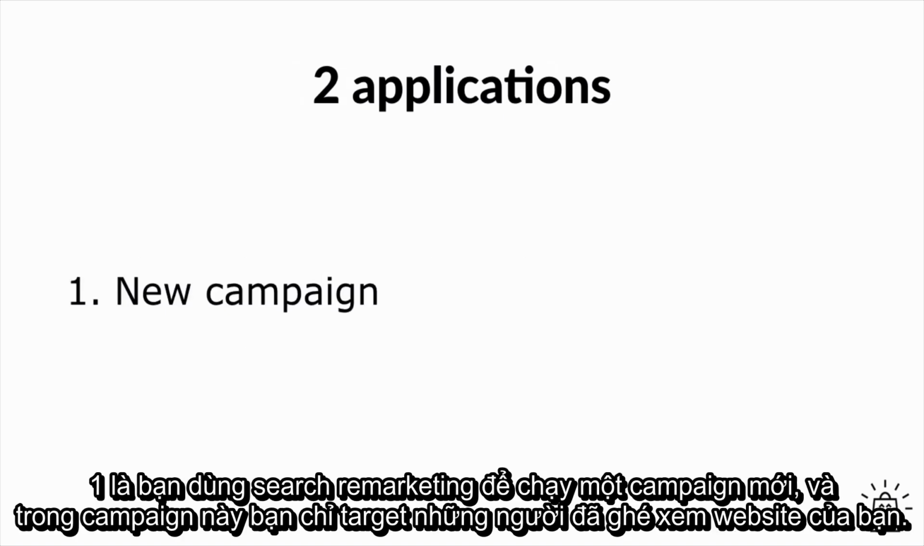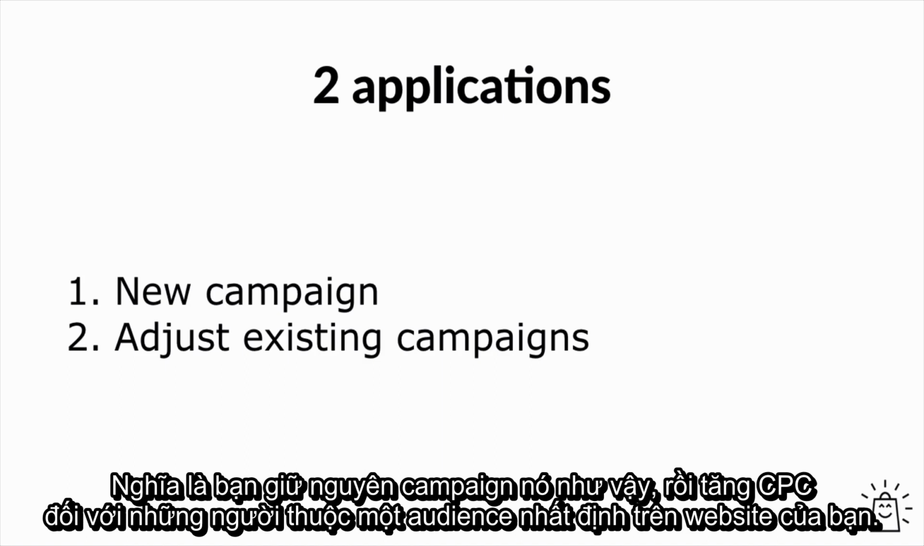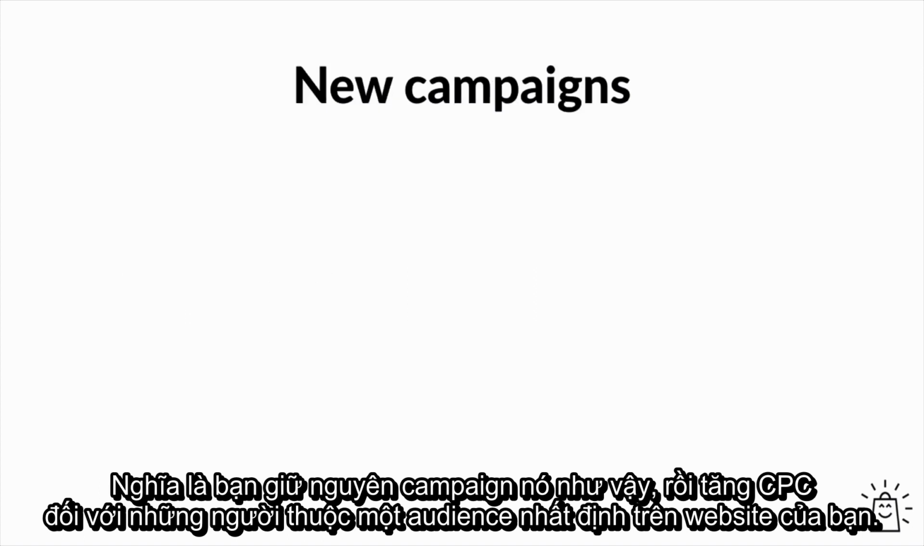So there's two options. You use the search remarketing to start a new campaign, and in this campaign you're only targeting people that have been to your website. Or you can use it to adjust your bids on existing campaigns, meaning that you keep the campaign as it is and then you increase the CPCs for the people that were part of specific audiences on your site.